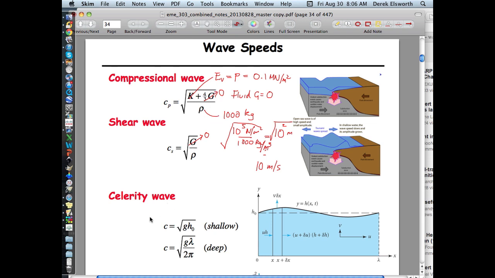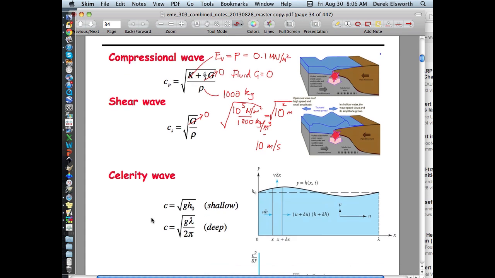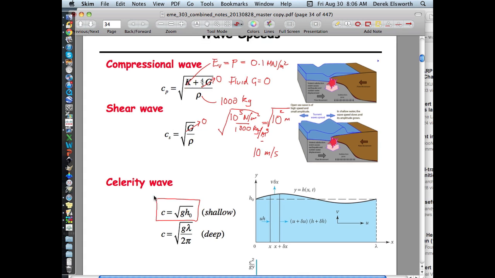But the other wave that's of interest to us, which we've talked about, but we haven't derived the expression for, we talked about it last time when we just messed around with some dimensionless parameters. The celerity wave is the velocity of the wave when you have a free surface. So it's the wave in the ocean.